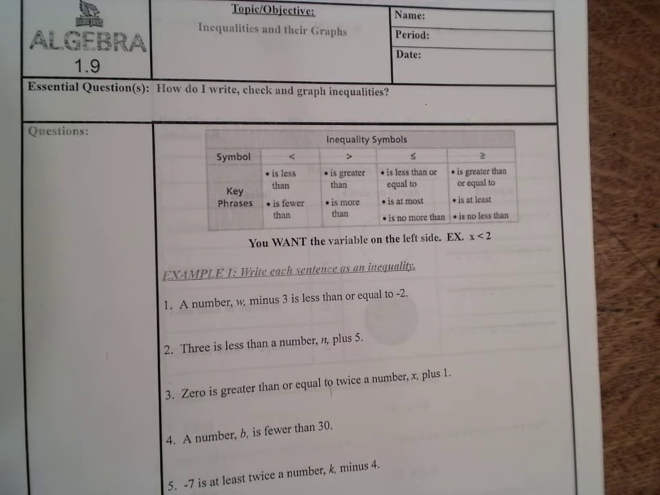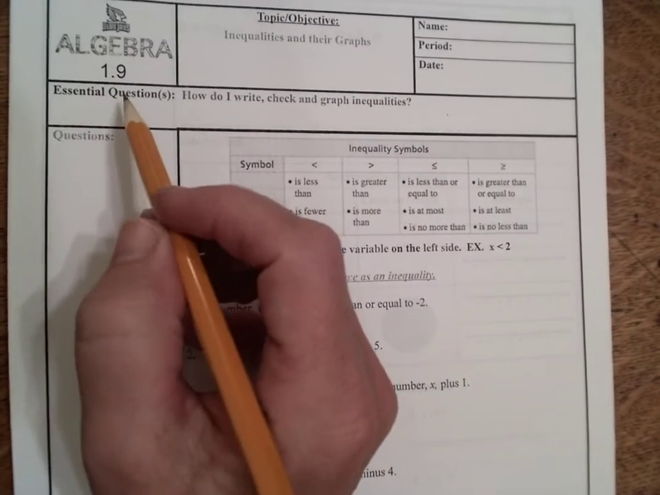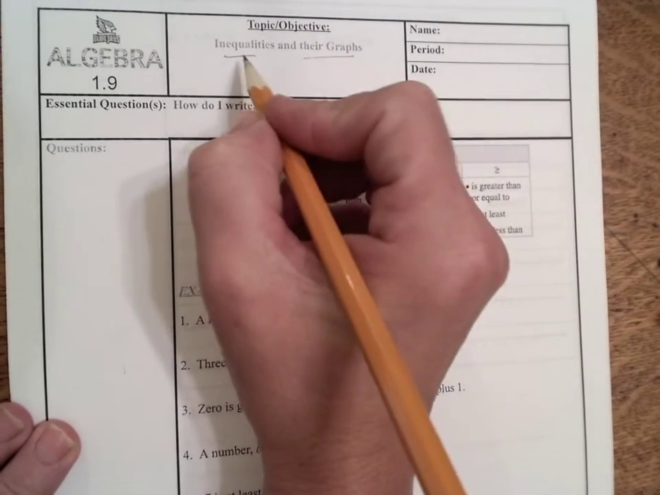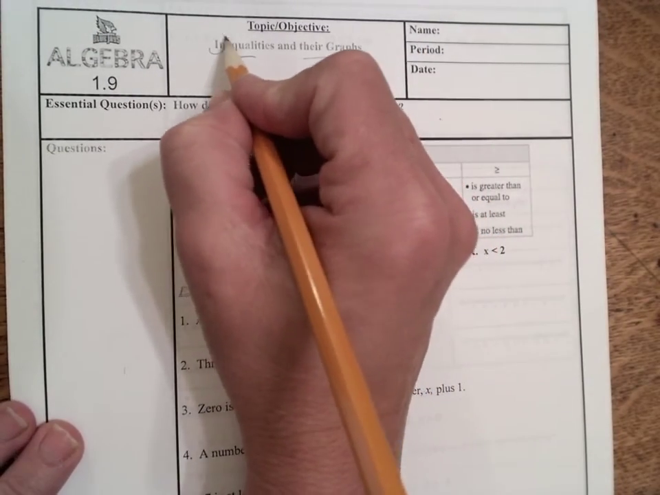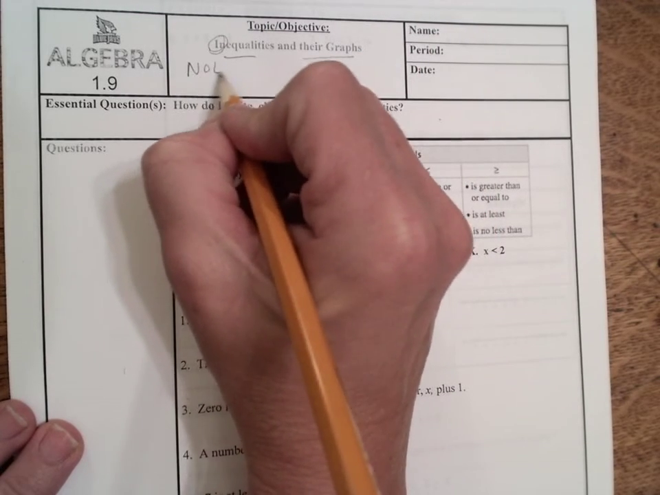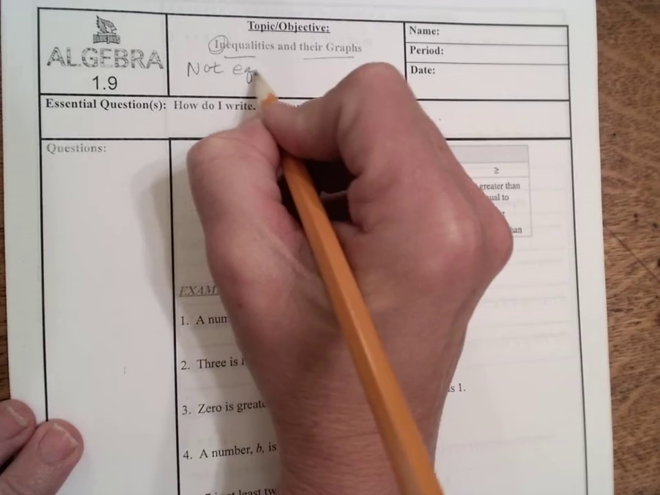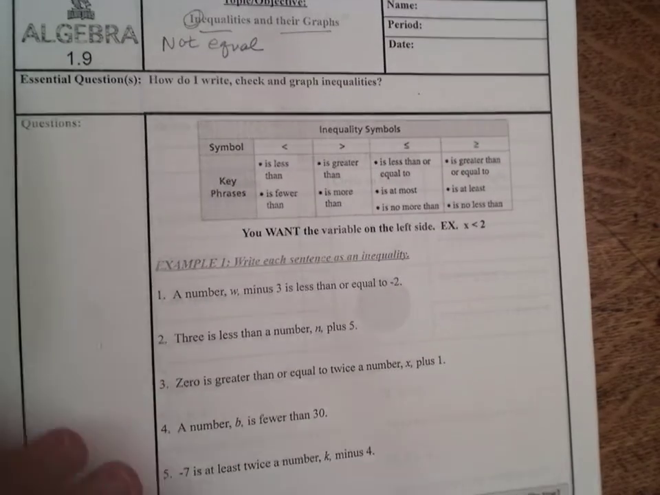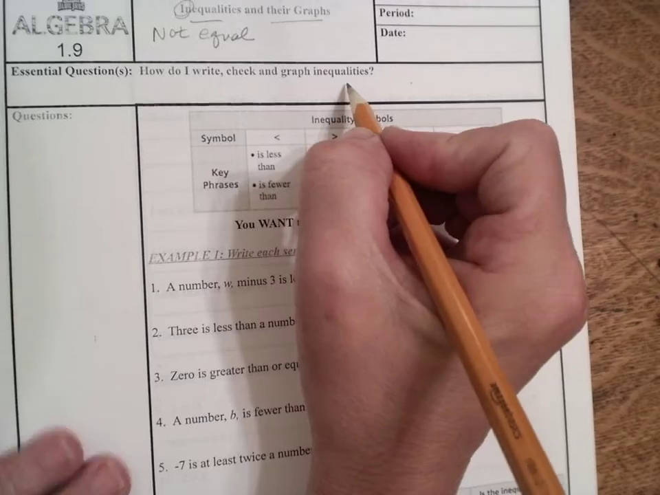This is a recording over Algebra section 1.9, Inequalities and their graphs. And what an inequality means, or what it is, the word "in" is a prefix for the word "not," and so it's not equal. Okay, so it doesn't equal just one number. So how do I write and check and graph inequalities?